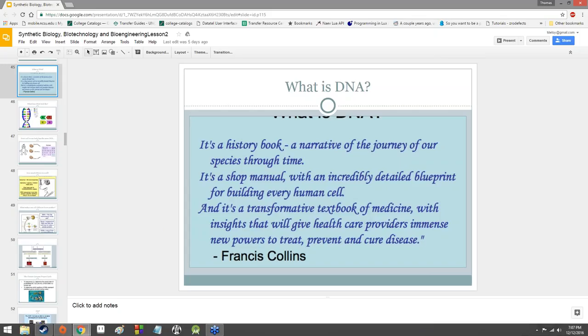We've seen that before in determining genetic markers for various diseases and seeing how a gene can get messed up and cause diseases. But that's one of those things that DNA is very useful for.